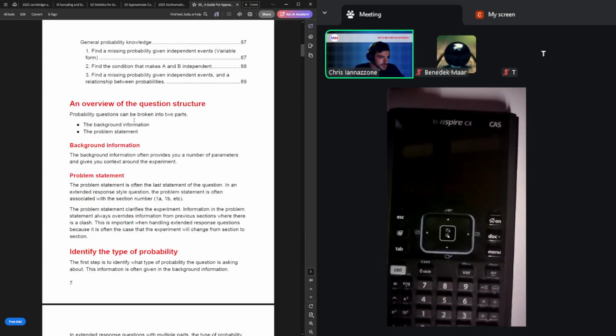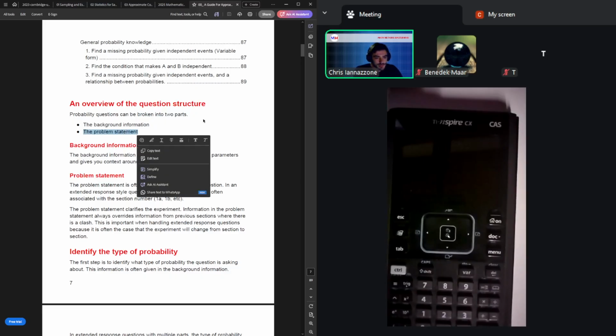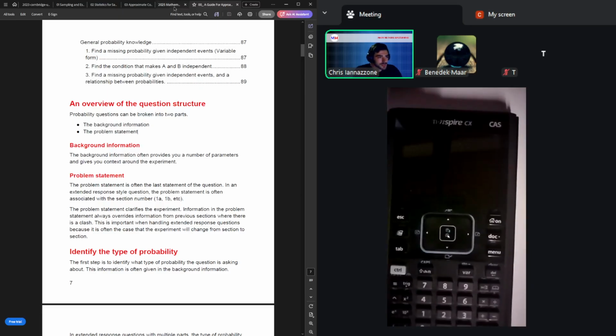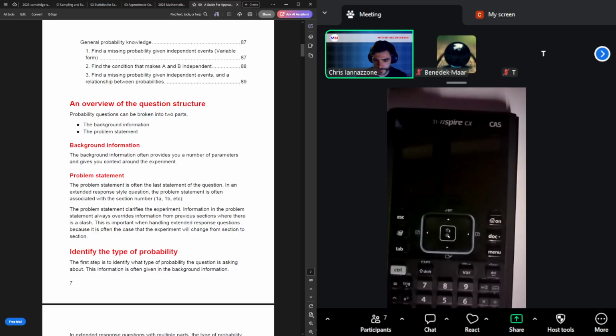As far as the question structure goes, you'll often have 2 parts to it. You've got some background information, and you've got the actual problem statement. This is true across literally all of methods. You might have your f of x or whatever, and it says calculate derivative or whatever. That's what I mean by the problem statement. It's what it's telling you to actually do, and the background information just gives you all of the stuff that you need to actually solve that thing.